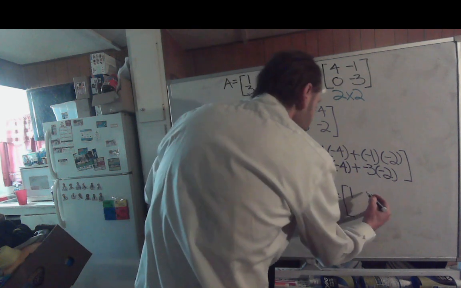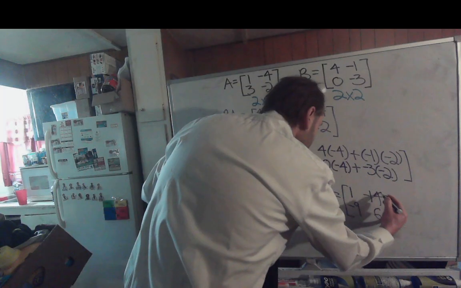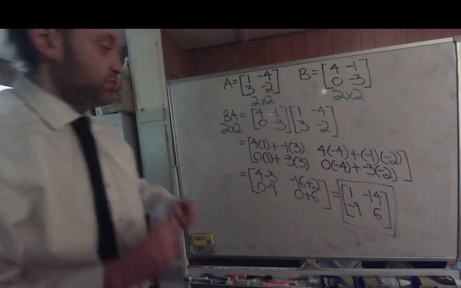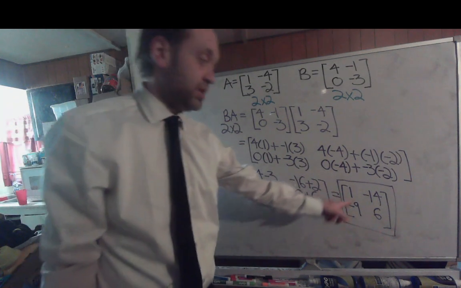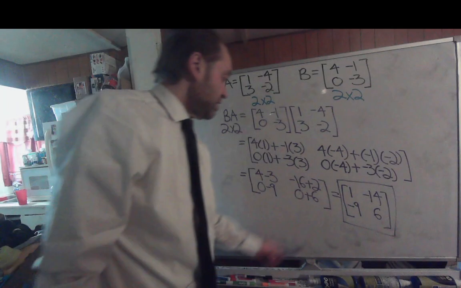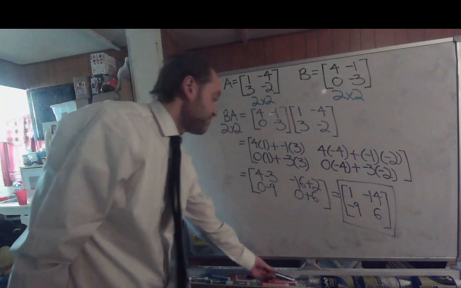which would give you yet another 2 by 2 matrix, but you got different entries. You have 1, -14, -9, and 6. So if you want to stop the video and compare the answers to matrix AB to this matrix BA, you'll see you got completely different numbers. You have 1, -14, -9, and 6.